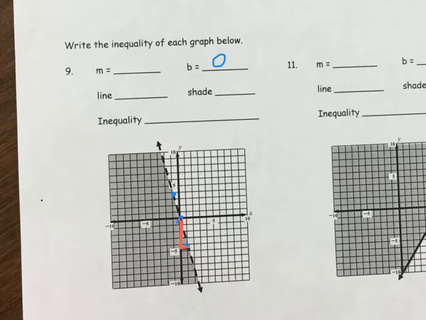So we are going to go down. I believe that is 1, 2, 3, 4. And then we're going to run 1, okay? So our slope here is 4 over 1, or just 4, because 4 over 1 is equal to 4. And now the type of line, it is a dashed line. So let's go ahead and write dashed in there, okay?